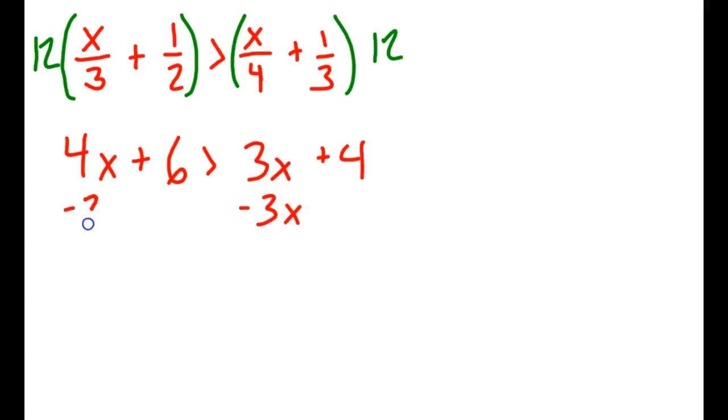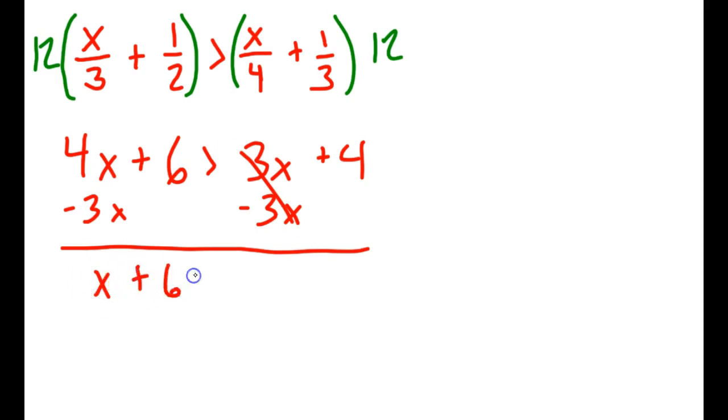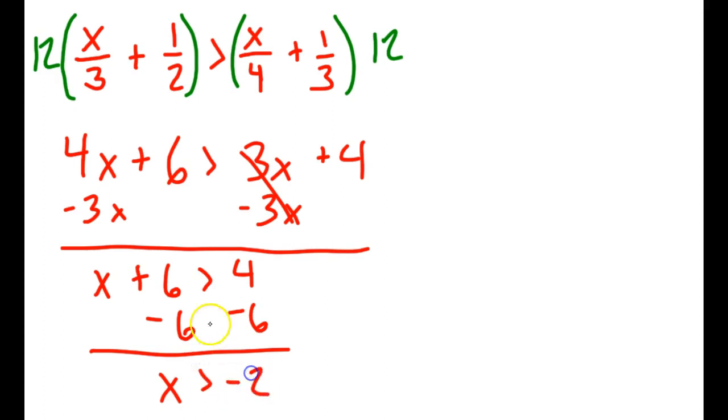So minus 3x. Again, I'm subtracting 3x to the other side so that I keep the coefficient in front of my variable positive. So now I have x plus 6 greater than 4. Now subtract 6 to the other side. Final answer is x is greater than negative 2. So any value of x greater than negative 2 will satisfy this inequality.